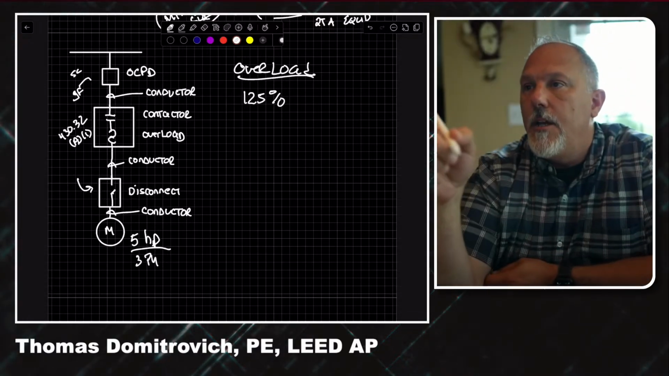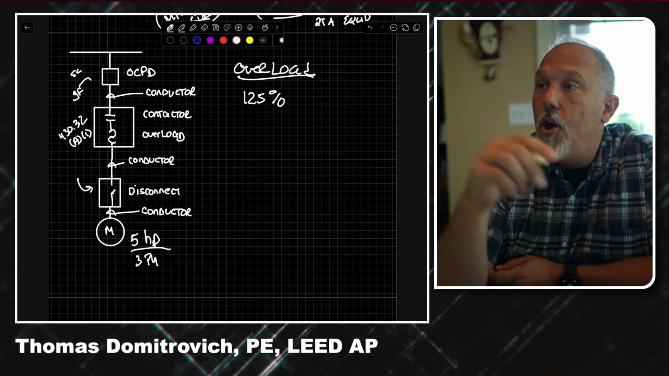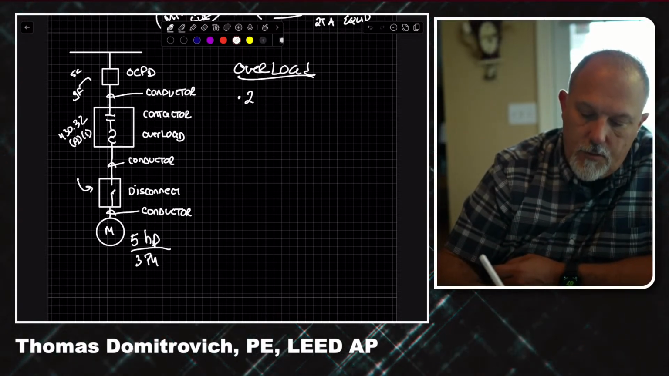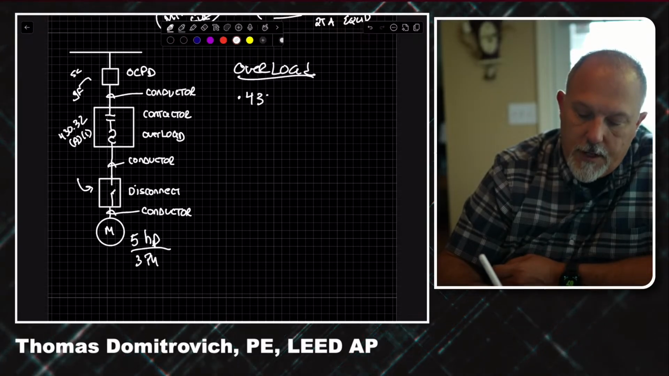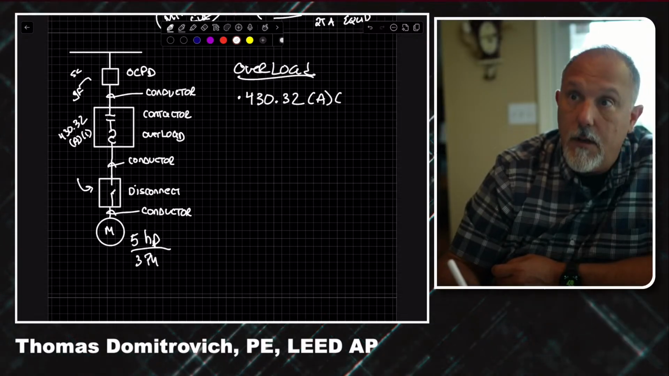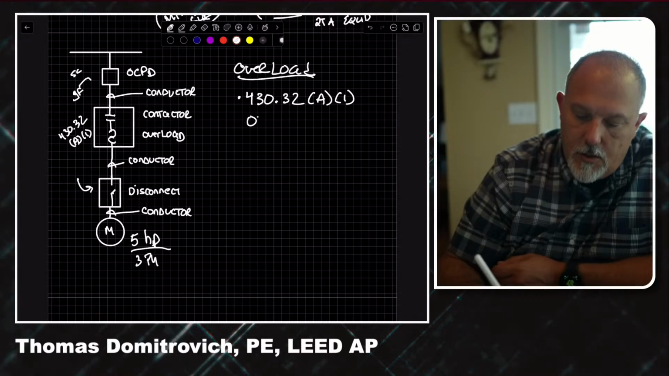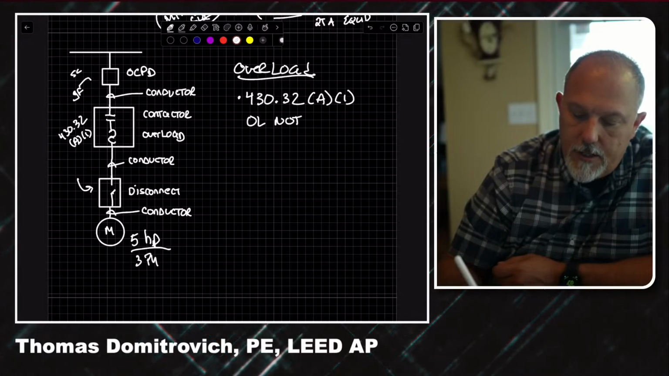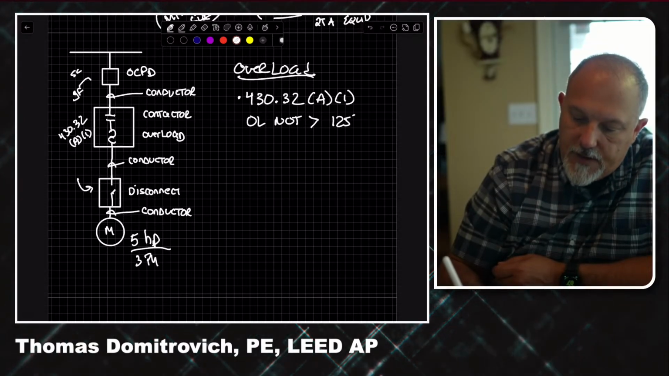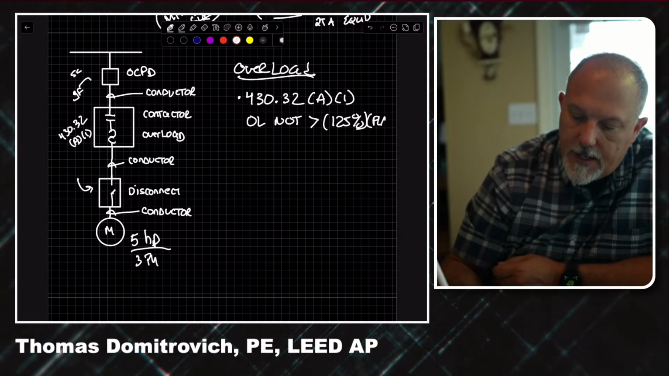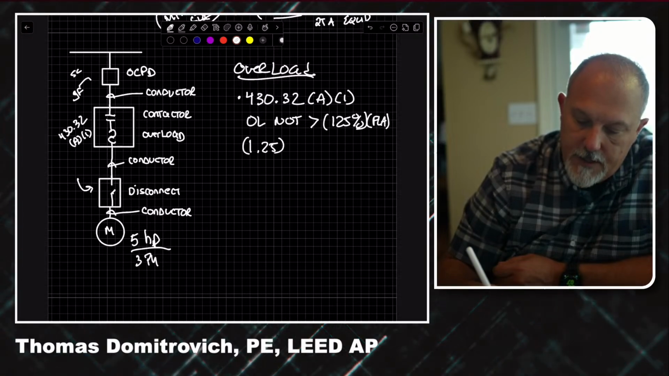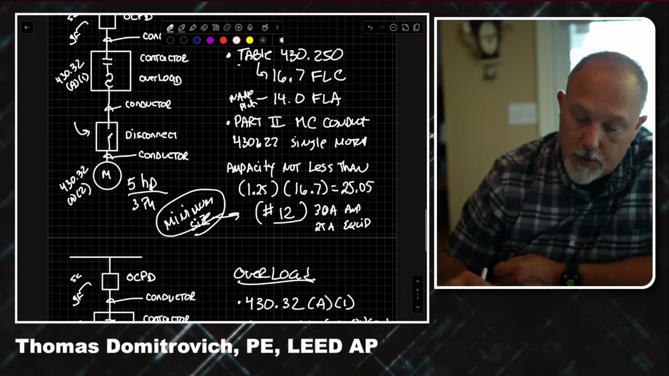125%. It says the device shall trip or be rated at not more than, so I could be less than. 430.32(A)(1): overload not greater than 125% times FLA. And I'm using FLA because that's the motor. 1.25 times, and the motor full load amps was 14.